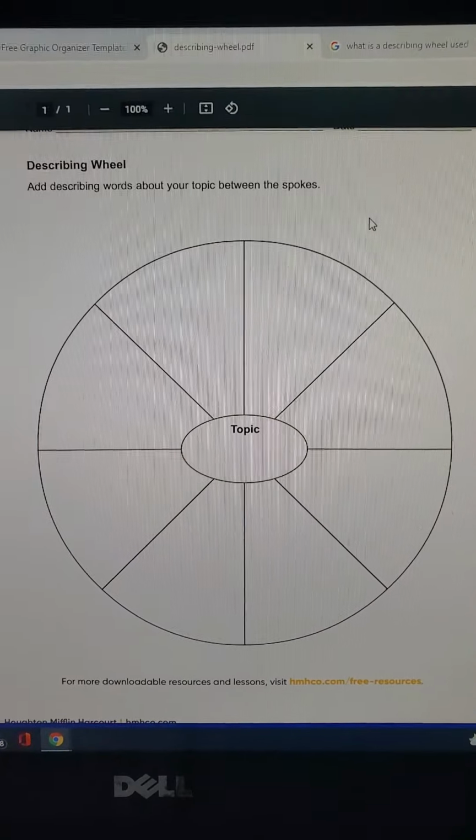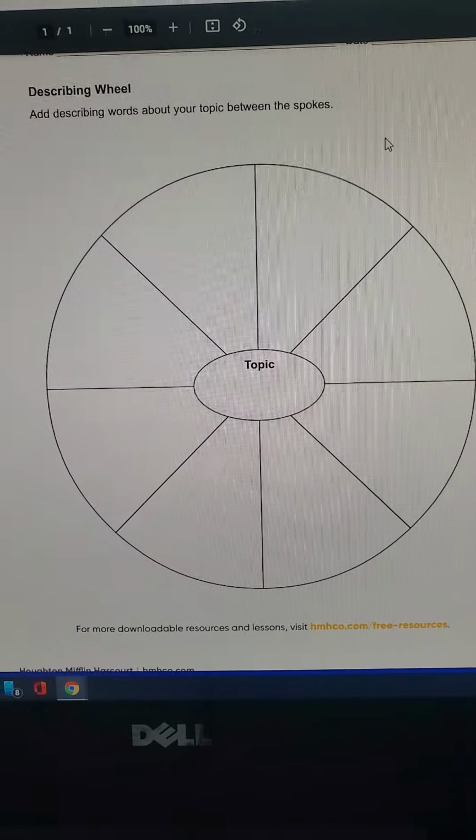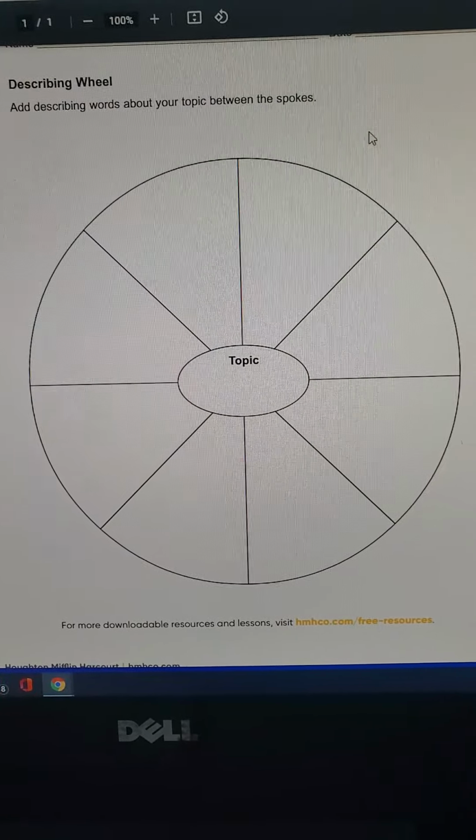I chose the describing wheel, which is normally used to provide information about a main topic of a story or part of a story. And this is what it looks like. I selected the describing wheel because it was aesthetically pleasing to me. I liked its shape and its simplicity. And I feel it's appropriate to use in an early childhood classroom because it is simple and straightforward.